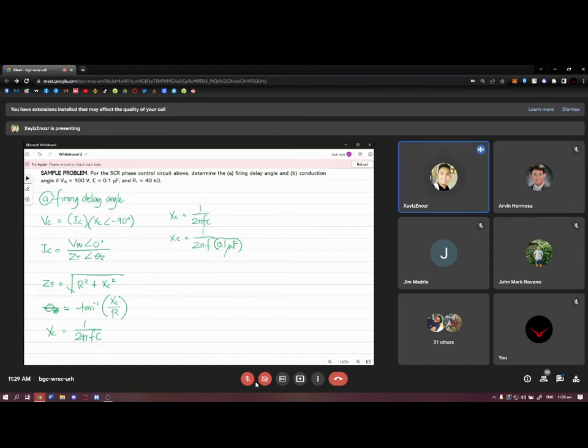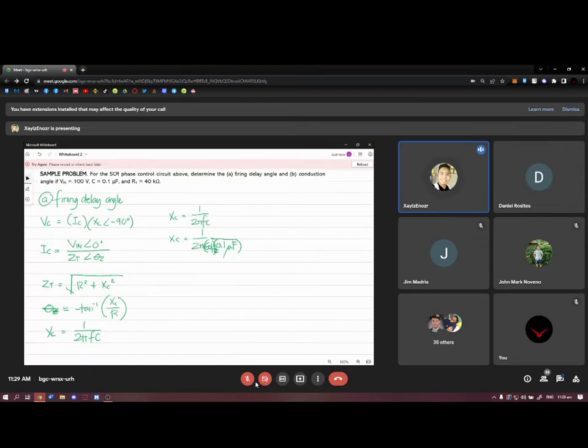Kung mapapansin nyo, walang given na F dito. Pag walang given na F, ibig sabihin, it is a line voltage. Pag sinabing line voltage, ito yung typical na ginagamit natin sa AC line. Ano ba yung typical frequency ng AC line natin sa Philippines? That is 60 Hz. So, therefore, our capacitive reactance will be XC is equal to 1 over 2 pi times 60 times 0.1 microfarad.